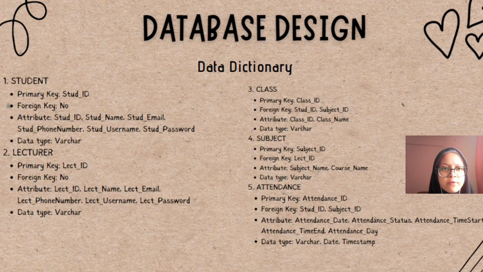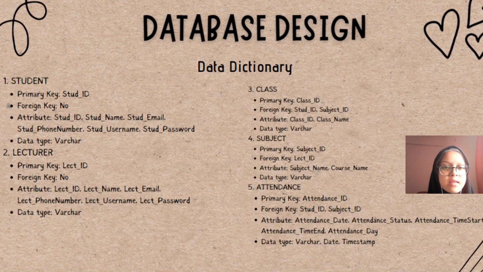Okay, the last one for the database design, data dictionary. For the data dictionary, there are 5 tables. First, student. For the student, the primary key is student ID. Foreign key, there is no foreign key. For the attributes of student: student ID, student name, student email, student phone number, student username, and student password. The data type in the student table uses varchar.